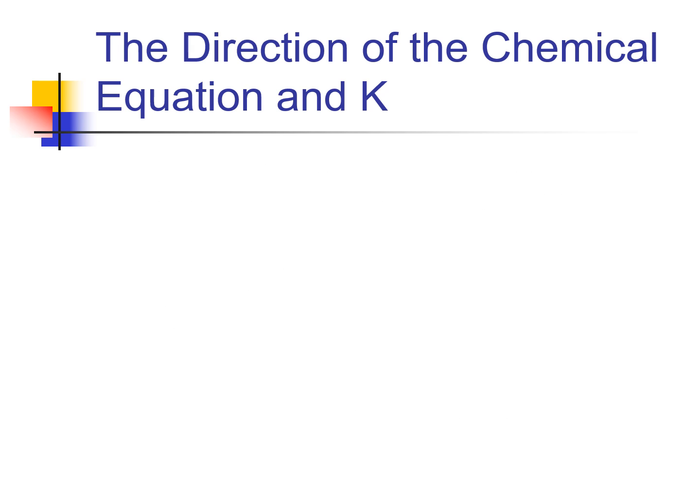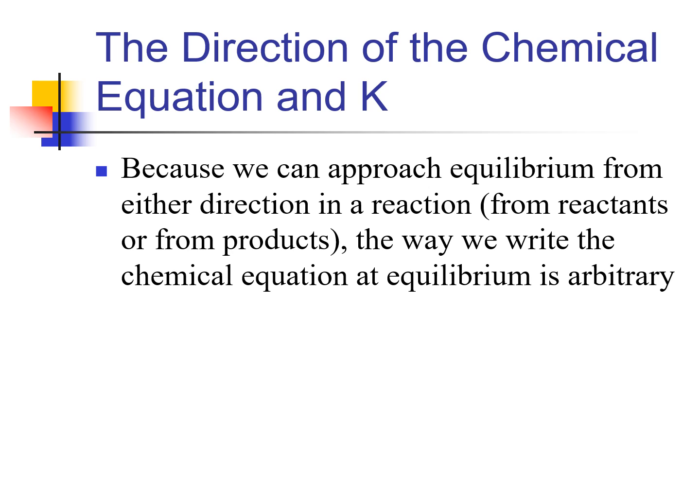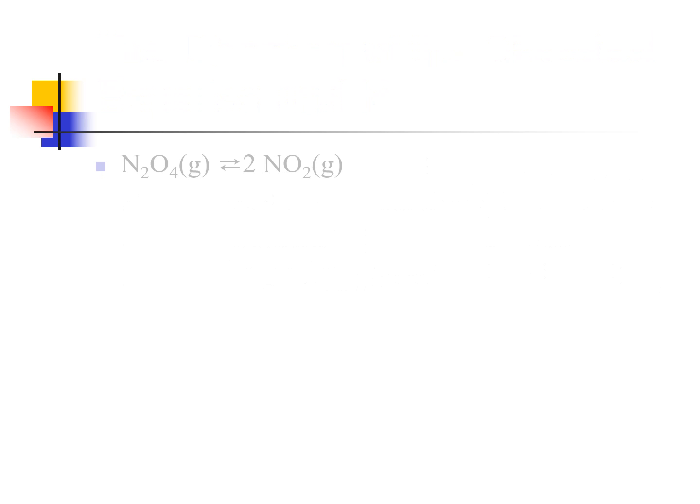So the direction of the chemical reaction in K. Because we can approach equilibrium from either direction, either looking at reactants to form products or from products to form reactants, the way we write a chemical equation is arbitrary. The way I do it is just take it as written. Whatever's to the left of the arrow is your reactants. Whatever's to the right is your products.